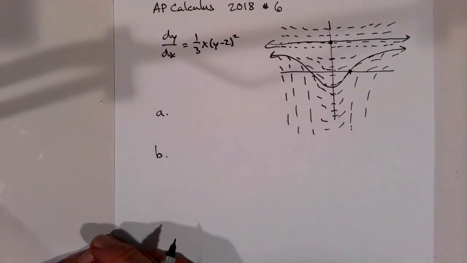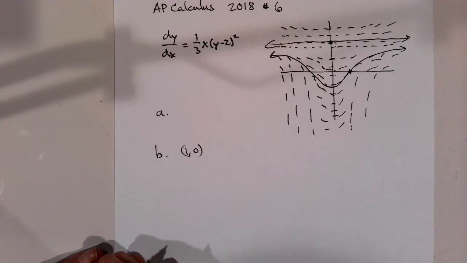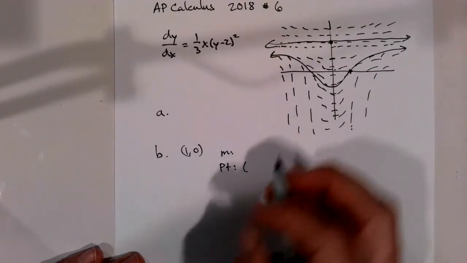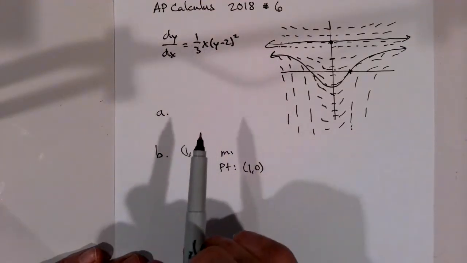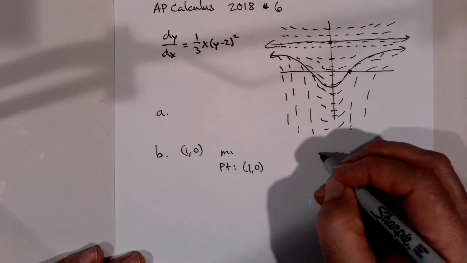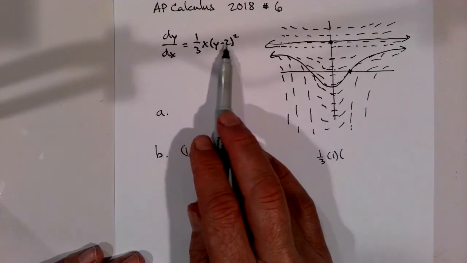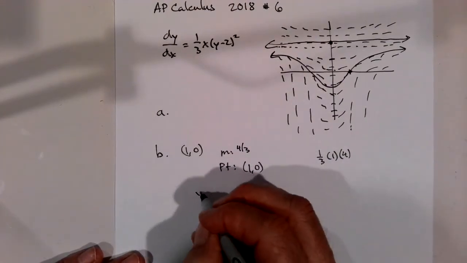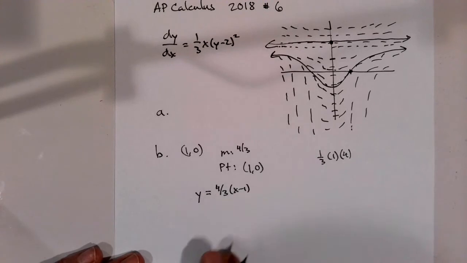Problem B says initial condition of (1, 0). And it says write an equation for the line tangent at x equals 1. Well, in order to write an equation for a line, you need slope and you need a point. Well, the point is, in fact, (1, 0). The slope, this thing tells you your slope. So if you plug in 1, you're going to get 1/3 times 1 times, and then the y value you can see here is 0. So 0 minus 2 squared is 4, so you get 4/3. So that means that what we have is y minus 0 is equal to 4/3 times x minus 1.